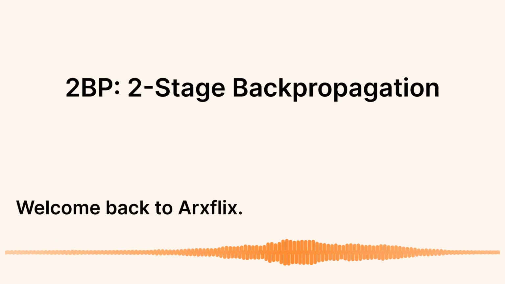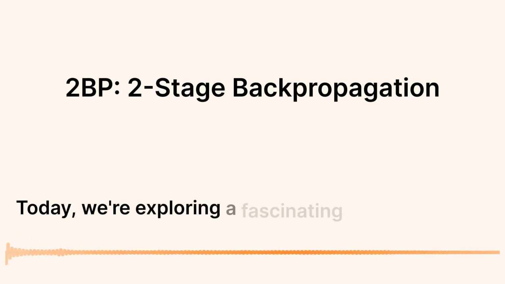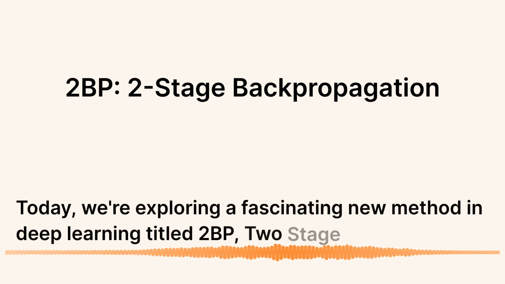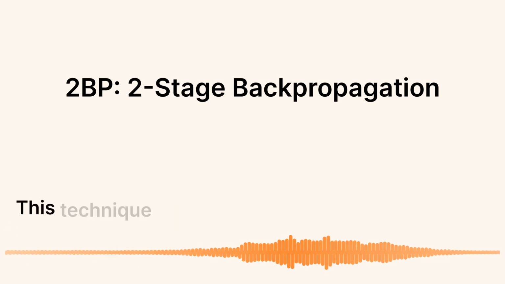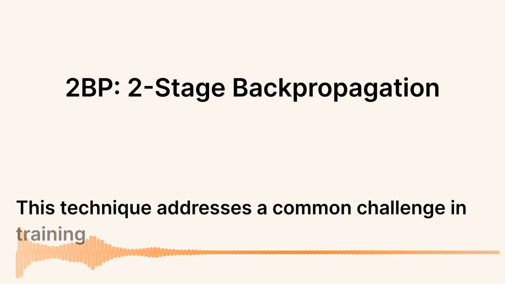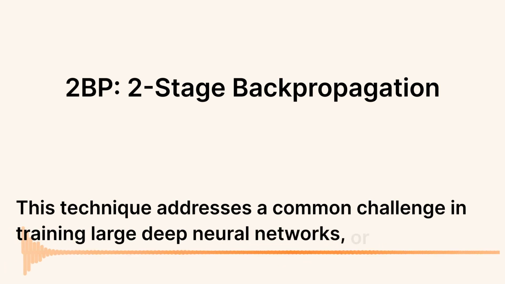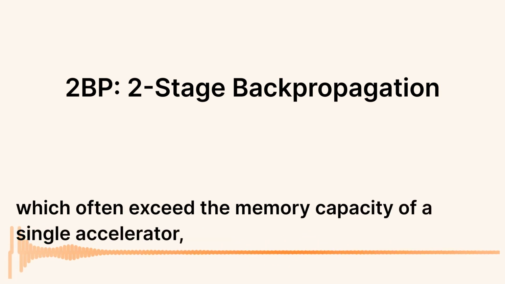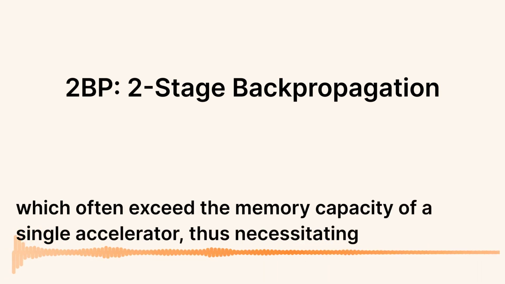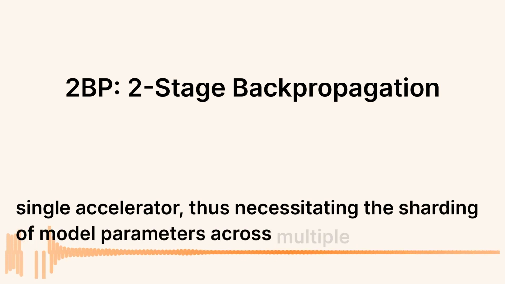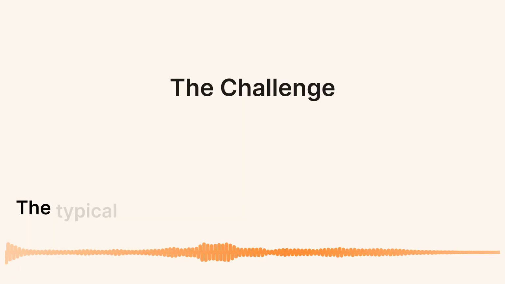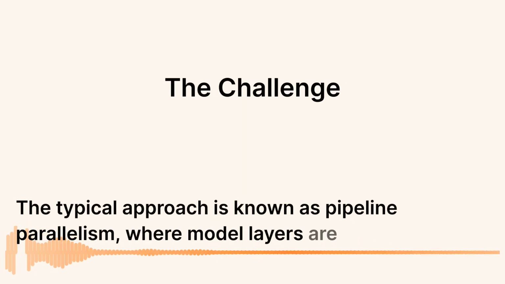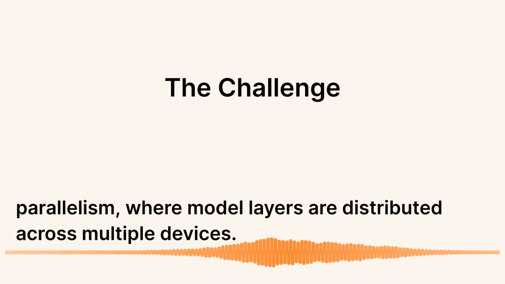Welcome back to Arxflix. Today, we're exploring a fascinating new method in deep learning titled 2BP, two-stage backpropagation. This technique addresses a common challenge in training large deep neural networks, or DNNs, which often exceed the memory capacity of a single accelerator, thus necessitating the sharding of model parameters across multiple accelerators. The typical approach is known as pipeline parallelism, where model layers are distributed across multiple devices.